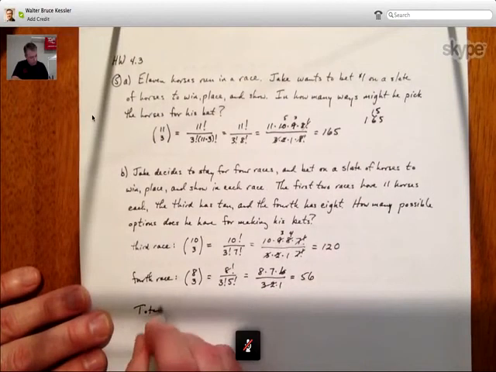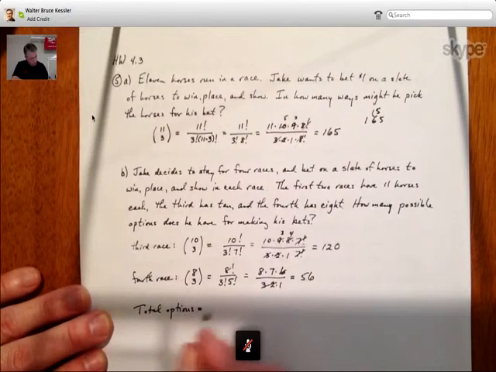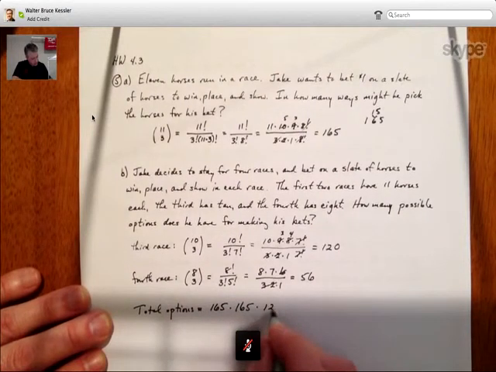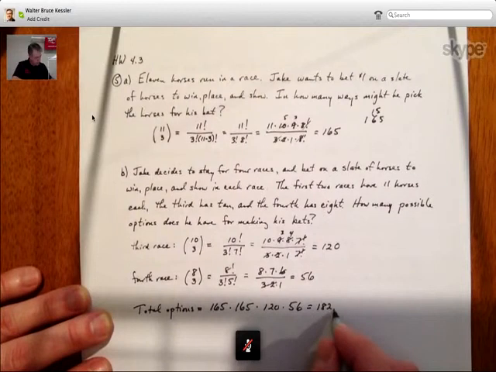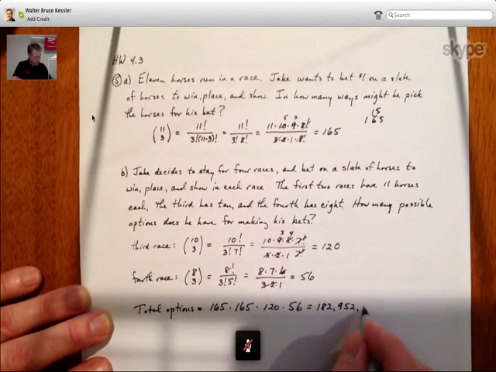So total options now would be, you've got the 165 for the first race, and the 165 for the second race. Got the 120 for the third race, and the 56 for the fourth race, which turns out to be 182,952,000.